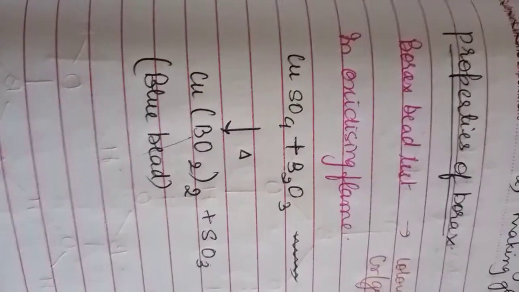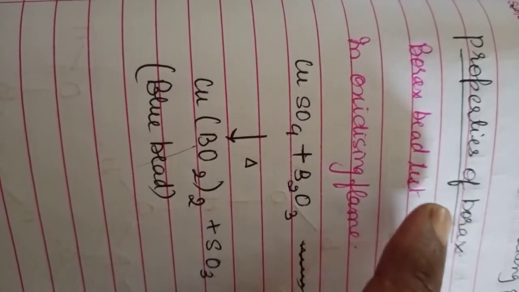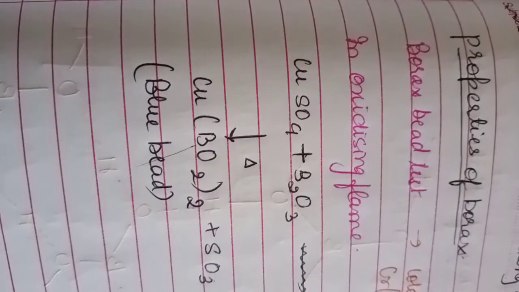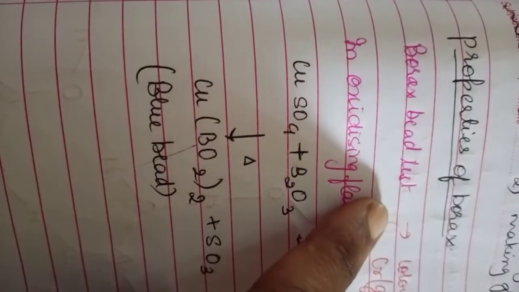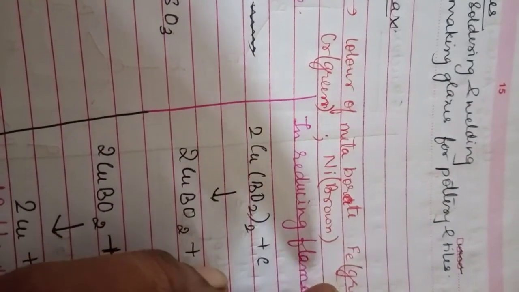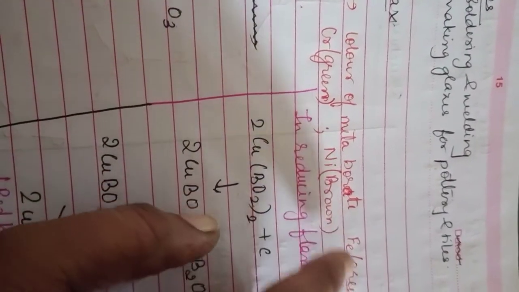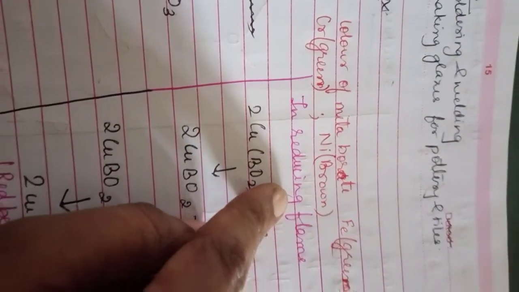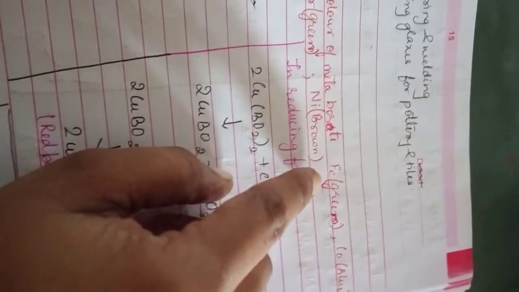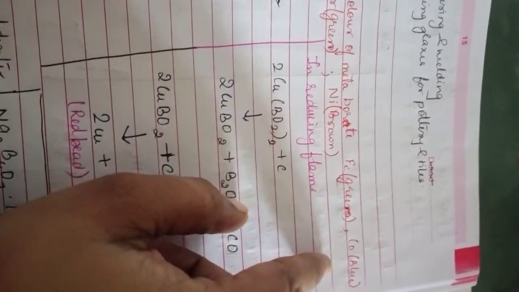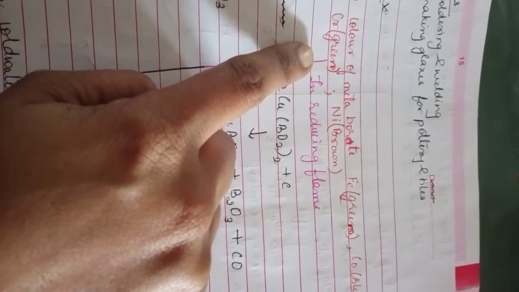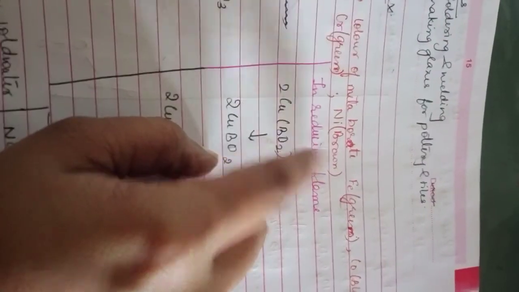Now the properties of borax. Borax gives the borax bead test. In the borax bead test, borax is treated with different metal ions, and these metal ions form complex compounds with it. Iron gives green color, cobalt gives blue color, chromium gives green color, and nickel forms a brown colored compound.